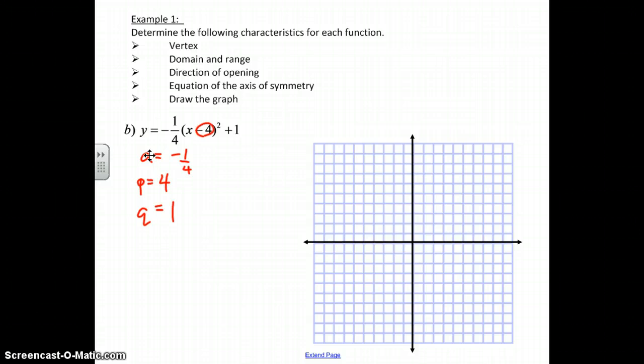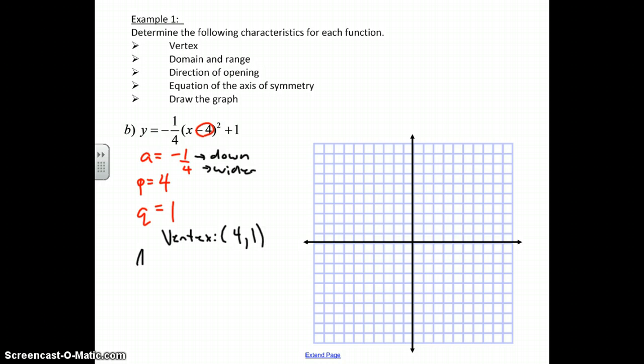This -1/4 tells me that it opens down, and it also tells me that it's wider. The closer we get to 0, the wider we get, so this one is pretty wide overall. The p and q are our vertex, so our vertex is always p and q. For this, our vertex is (4, 1).